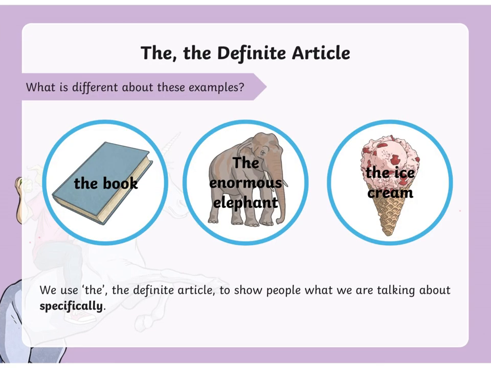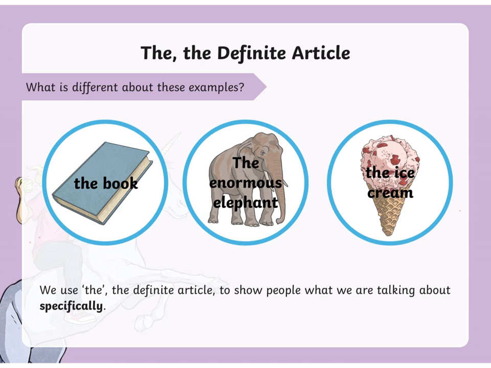Now we have one more article. The is a definite article. The क्या है? Definite article है. What is different about these examples? अब हम examples देखेंगे और समझने की कोशिश करेंगे. What is the difference between these examples? The book, the enormous elephant, the ice cream.